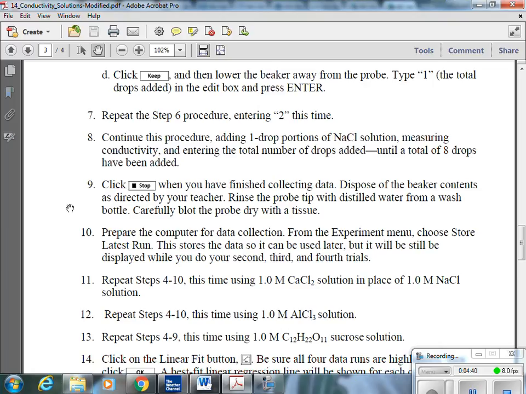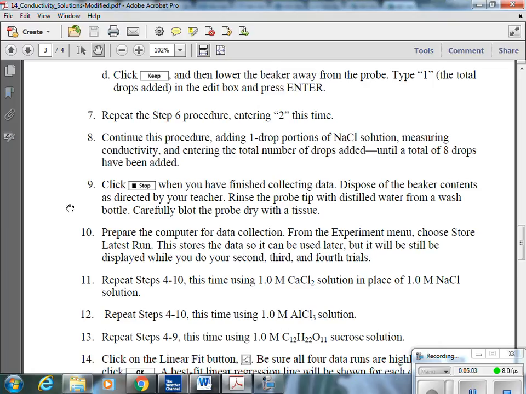You need to dispose of the contents as directed by your teacher. We will be able to put these down the sink because these are salts. That's not going to hurt anything, so just dump those down the sink. Okay? We need to take the conductivity probe and clean it the same way we cleaned it in experiment number 13, and then we need to get ready for our next run.